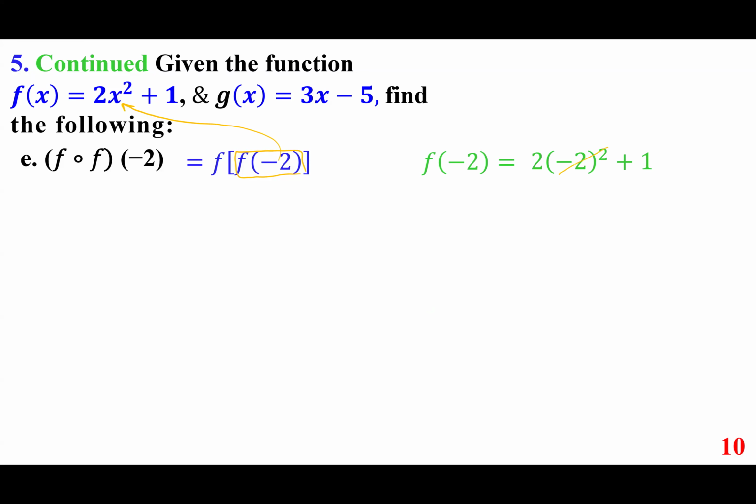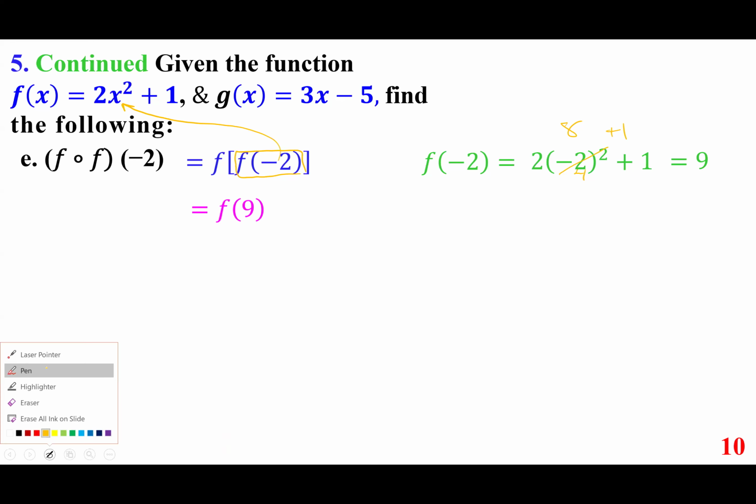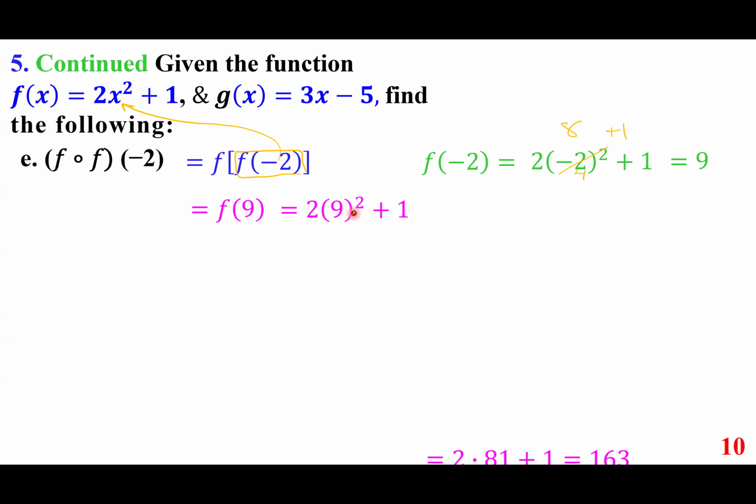So we get 4 here, 2 times that is 8, plus 1 is 9. That means we want f of 9. So plug 9 into this function. 2 times 9 squared plus 1. 9 squared is 81. 2 times that is 162, plus 1 is 163.